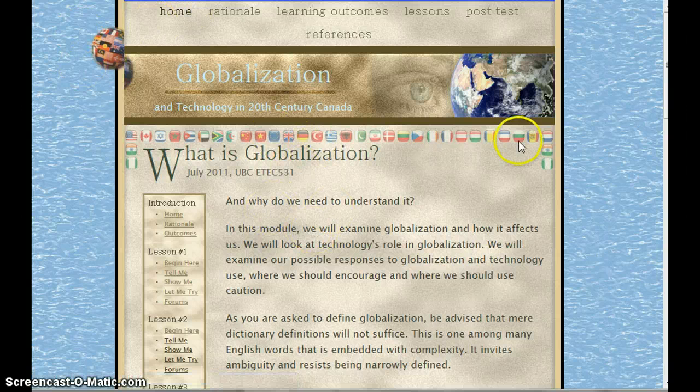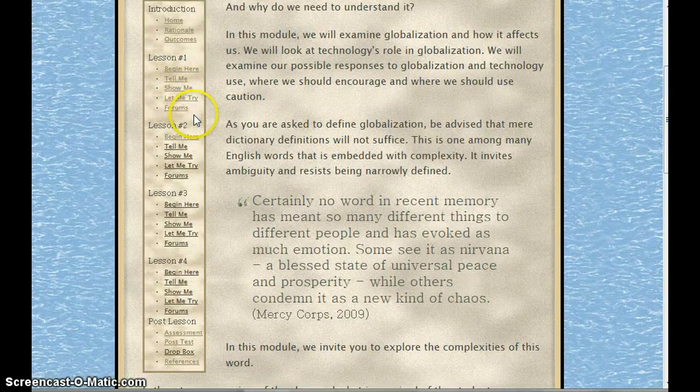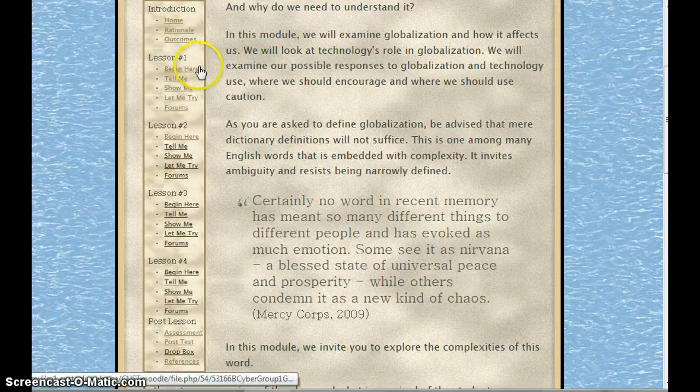What is globalization? Why do we need to understand it? Looking at the sidebar, you can see that we've followed the same format for each of our 4 lessons. We've got a begin here, tell me, show me, let me try, and then the discussion forum for the students. So that's lesson 1. And then lesson 2, same pattern, begin here, quick introduction, tell me about what I need to learn here, tell me about the lesson, show me, let me try it, and let me discuss. Same thing for 3 and 4. There's all kinds of formative activities within here, and then we have the summative assessment at the end.